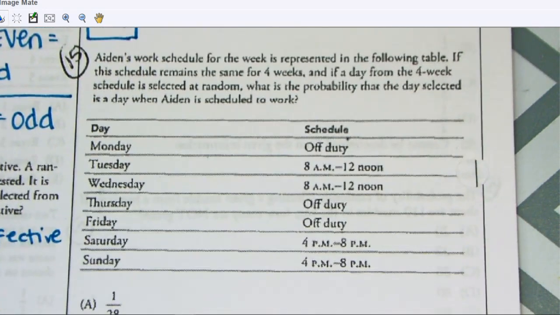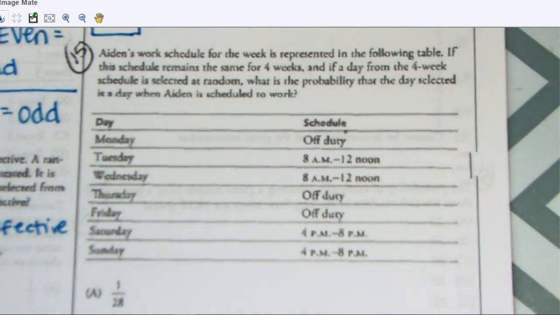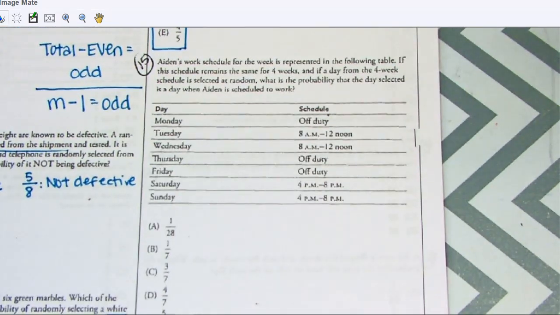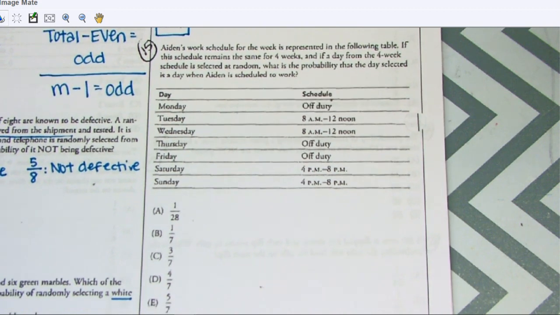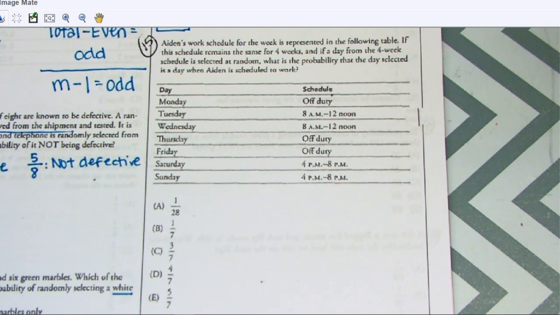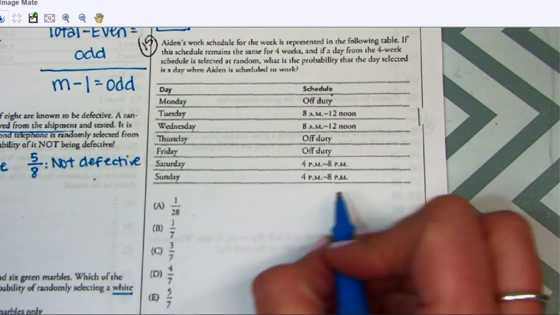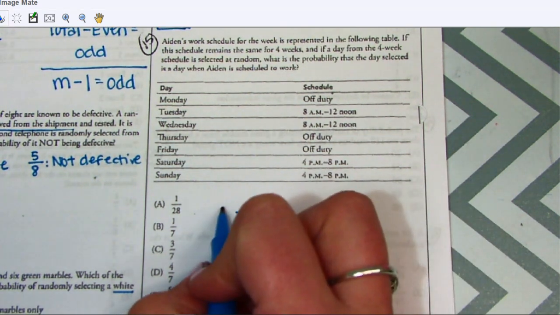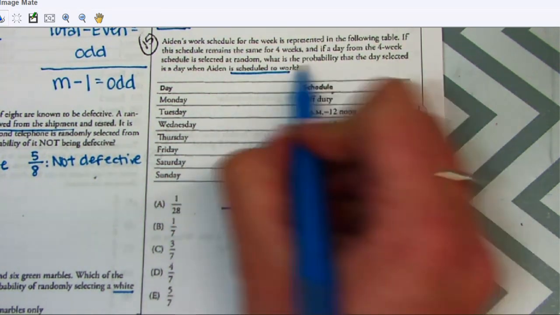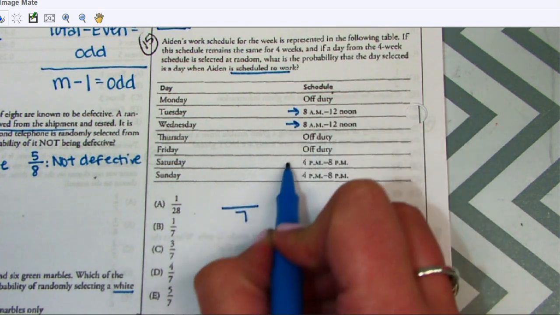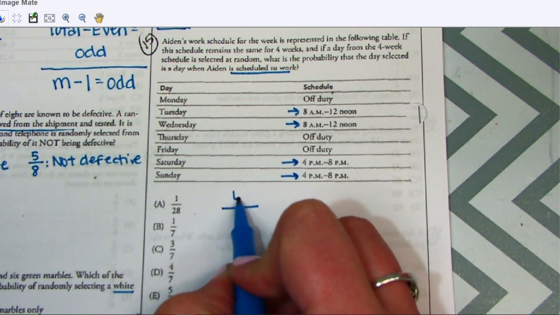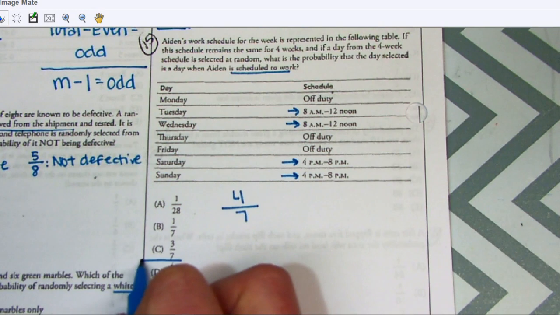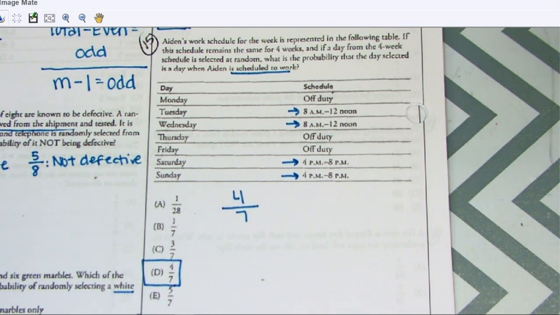Number 15, Aiden's work schedule for the week is represented by the table. If this schedule remains the same for 4 weeks, and if a day from the 4-week schedule is selected at random, what is the probability that the day selected will be scheduled to work? So right now he has a total of 7 days he's working with. Well, we're looking for which one he's going to be scheduled to work. So he's going to work 1, 2, 3, 4 days. So 4 out of 7. He has a 4 out of 7 chance of being selected to work.